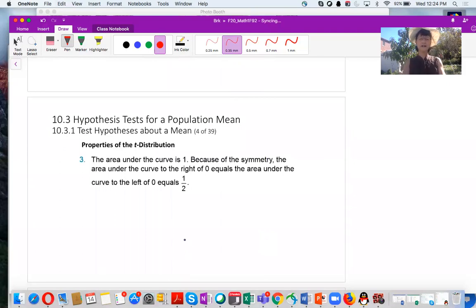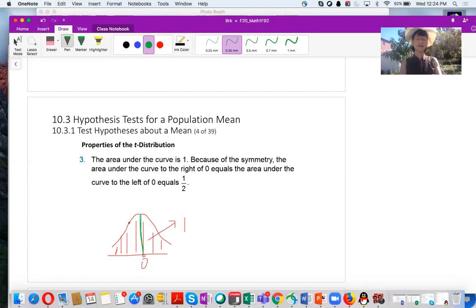Property 3: the area under the curve is 1. If this is a T distribution, all the area under the curve is 1. Because the center is 0, half of the curve, this side, has area 0.5, and this area is also 0.5, the other half. So this is the third property.